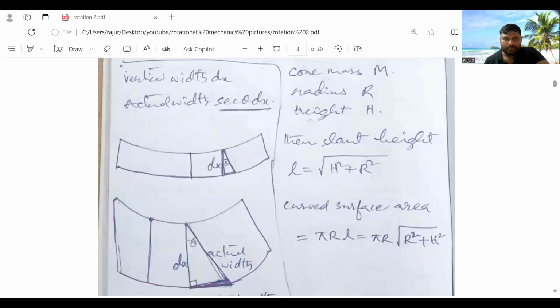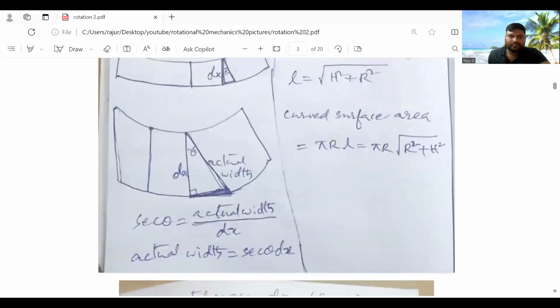So from this right angle triangle, secant theta is equal to hypotenuse, that is actual width, by dx. Send this dx to the left hand side, then we will get actual width. Actual width is equal to secant theta dx. Now we know the actual width of the strip, that is the elemental ring, is secant theta dx.